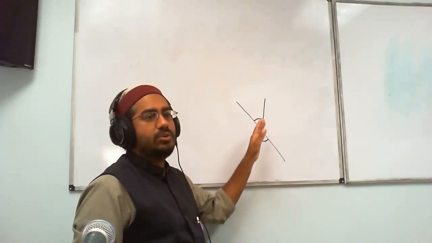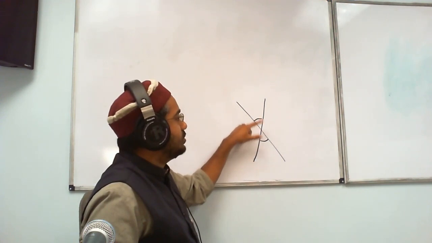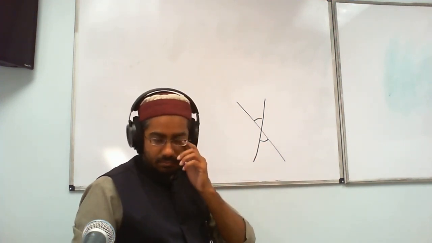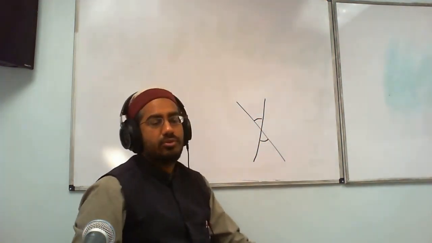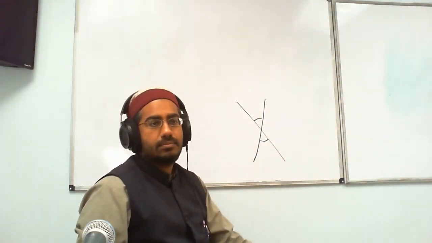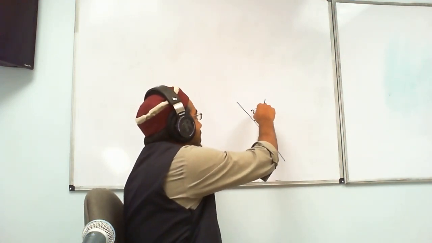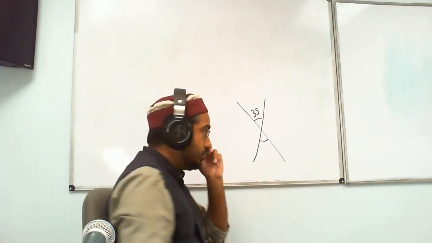What are these two angles called? If two lines intersect and they have two angles that are opposite to each other, what are those two angles called? Vertical angles. So what do we know about vertical angles? They're across from each other. If I know that this one is 35 degrees, what do I know about the other one? So it's also 35 degrees.